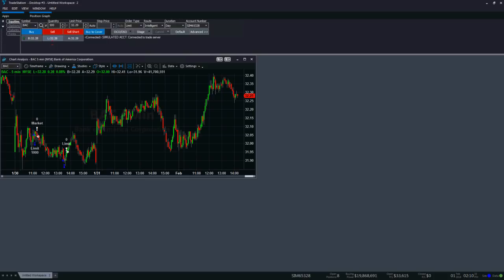These buttons, you can look at them to see what the price of Bank of America is. But if you want to submit a market order, just come over here to order type, go to market, check the quantity. This is a 500 share trade. And if you click on buy, the order goes through.